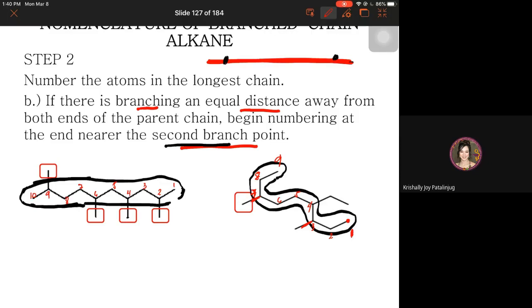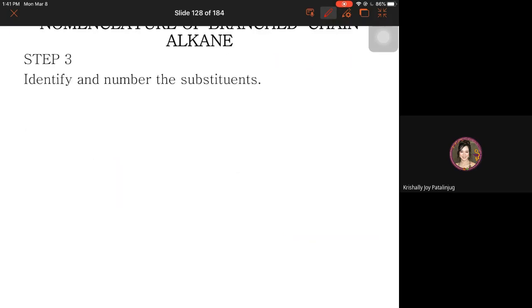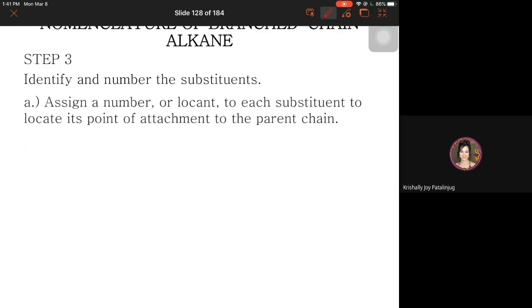So that is how to apply step 2 case letter B. So ayan yung mga naka-highlight, no? Naka-highlight na yung mga branch points. Sige. We're done with step 1, step 2. Step 1 again is to find the parent. After you find the parent, step 2, you number the atoms in that parent chain, in that longest carbon chain. Next, step 3, you identify and number the substituents.